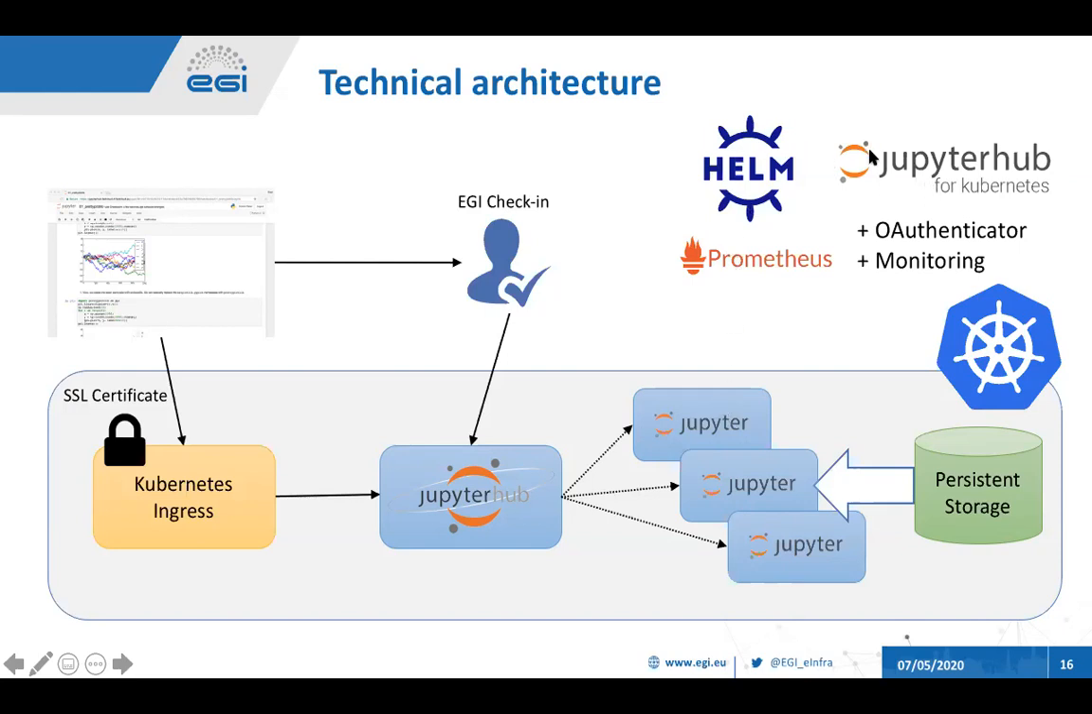This is just some logos of technologies that we use. We use Prometheus for monitoring. We use JupyterHub for Kubernetes, which is a nicely packaged set of JupyterHub components that you can just customize and it will run. And we use Helm as a package manager for installing everything. For authentication with Check-in, we use the authenticator of JupyterHub, and we have some extra monitoring from EGI to ensure things are running and to have some alerts if things fail.